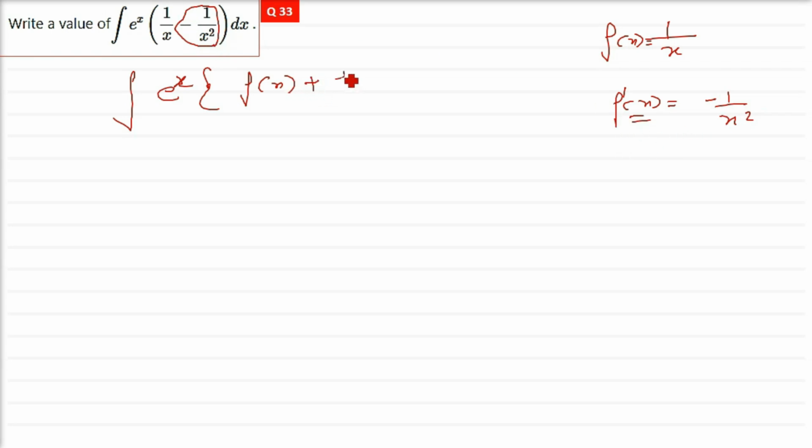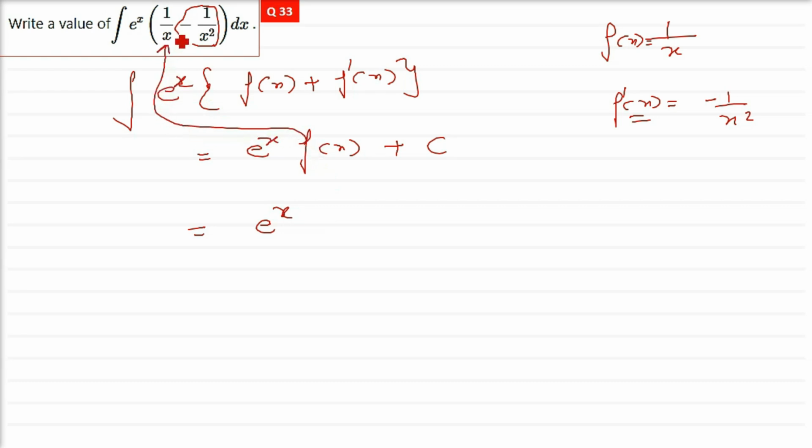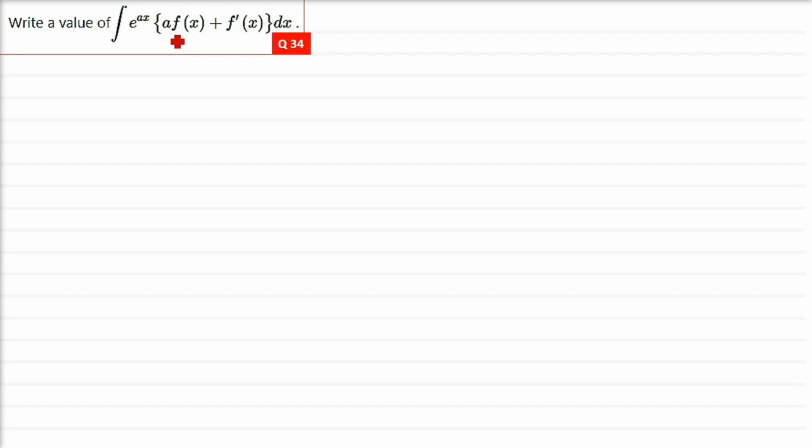Now we are ready to apply the direct result which we have discussed earlier. And the result will be e raised x remaining like this. And then we have fx plus constant of integration. So let's write e raised x and fx. As I just told you, we took it as 1 by x. So e raised x into 1 by x, that is e raised x by x plus constant of integration. That's your integral. Now in this question, we have to take a prior notice.